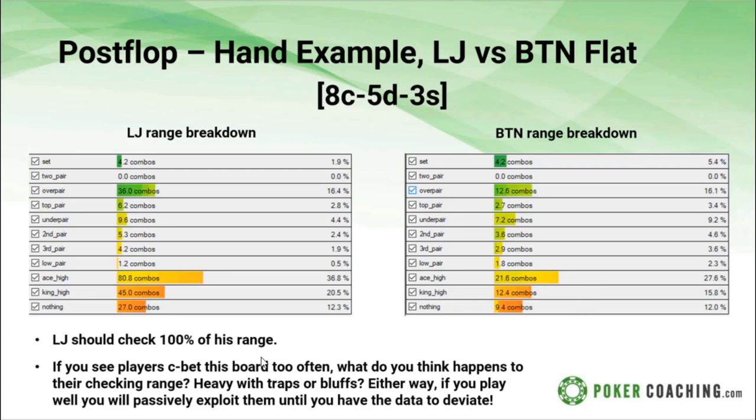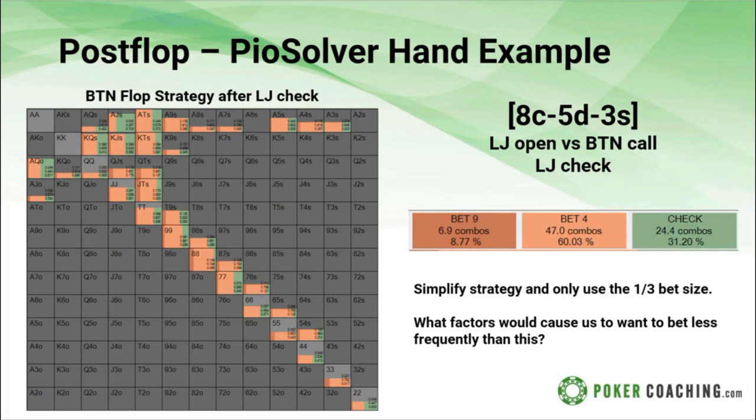And so what that does is it leads to the button having a range advantage, as we saw in the previous table, and then the low jack should be checking 100% of his range. We're going to use the same 100% checking range on all similar board types, right? All 10 high boards and lower, we're just going to check our entire range. So let's look at what the button strategy is.